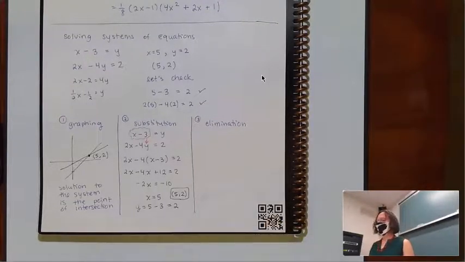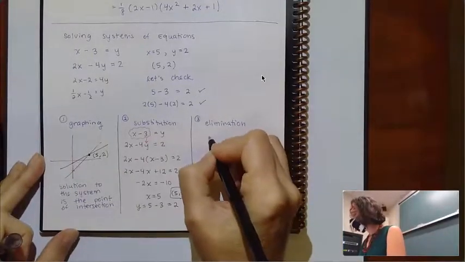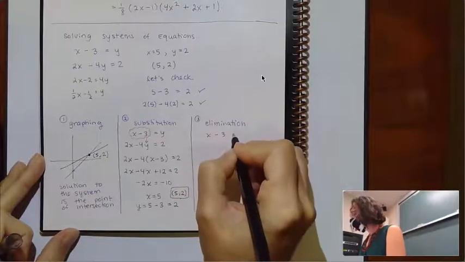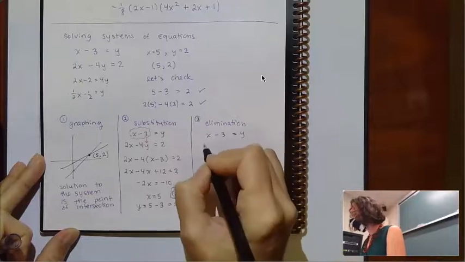So let's talk about elimination. I would say that in general, I'm going to look at the form of the equations that I have to decide whether I think substitution or elimination is a better, and by better, I mean faster to get to the answer method. Elimination comes down to eliminating one of the variables.